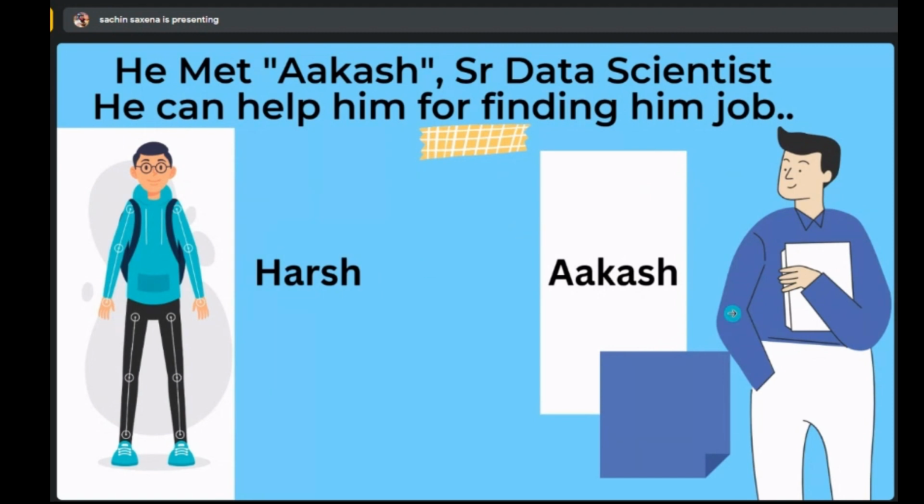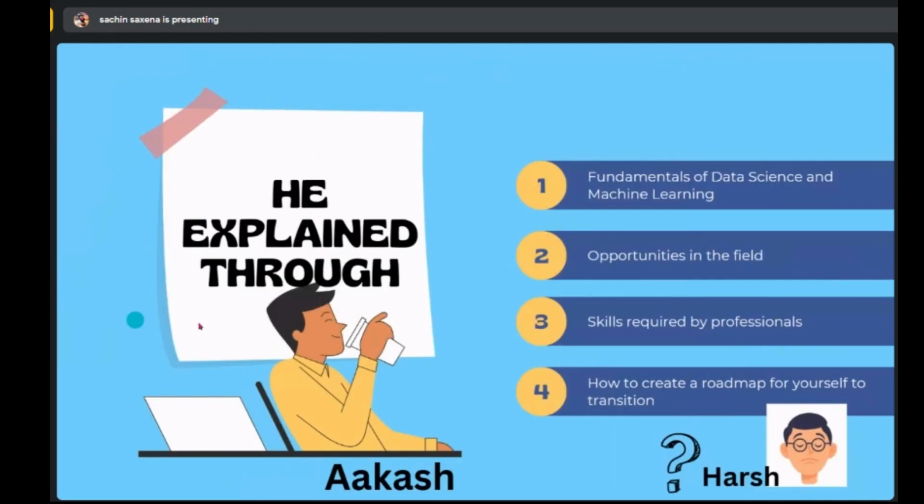Akash can help him find a job because Akash has the knowledge and can answer Harsh's questions. Some of us are also in a dilemma or confusion about how to approach an IT company, how to find relevant opportunities, how to find a machine learning engineer job, and so on. So he said, okay, don't worry, Harsh, I'll explain all these fundamentals.